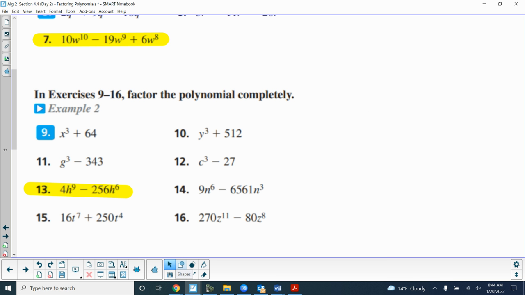All right. Is there a GCF for number 7 there? Is there a number or variable that goes into all three? Yeah, just a variable, right? So what can I pull out of there? W to the 8, right? Oops.